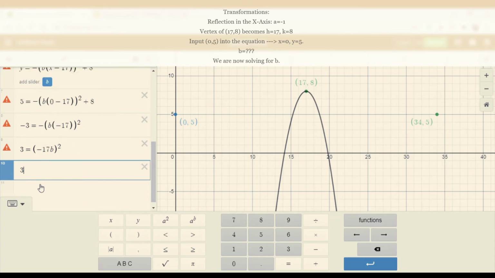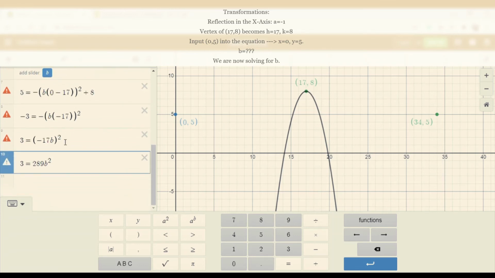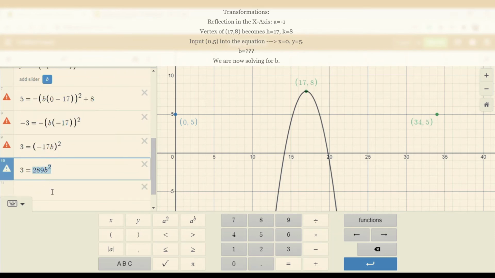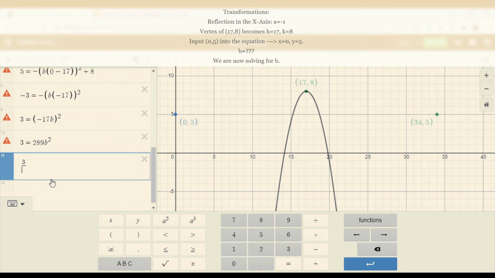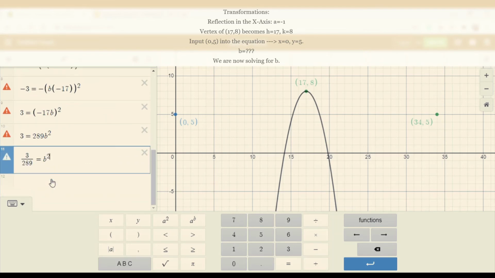Leave the 3 side the same. Negative 17b squared. Negative 17 squared is 289. b squared is just going to be b squared. Alright, now we're going to solve for b. It's a lot easier to do that now that we've simplified it down from this to this. So you have 289b squared. So you're going to want to divide 3 by 289. That equals b squared.